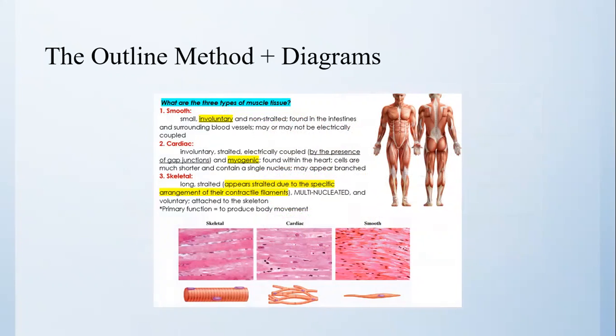The student clearly uses the outline method here. The main topic is the 3 types of skeletal tissue. The main topic is the 3 types of muscle tissue. The subtopics are smooth, cardiac, and skeletal, and indented under each subtopic, the student has supporting facts and thoughts. Nonetheless, for a stronger understanding, the student has added a diagram of the 3 types of muscle tissue down below. Again, this is a highly recommended method for STEM-related courses.